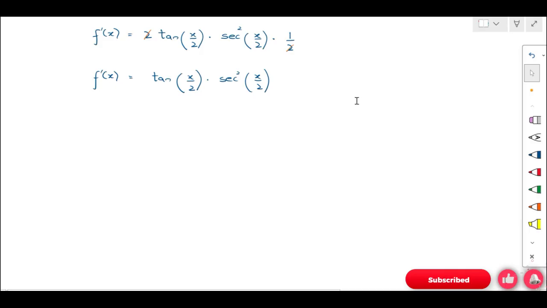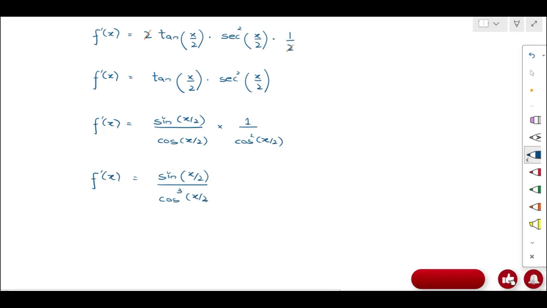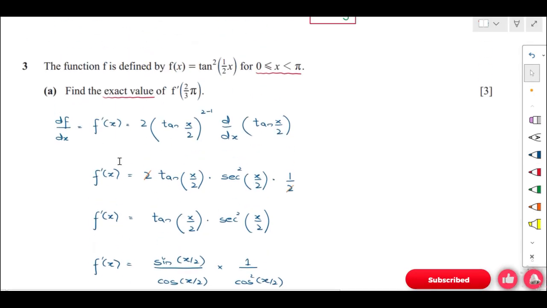So secant square is f prime of x would be tangent is sine x by 2 over cos x by 2. Sine over cos is tangent, secant is a reciprocal of cos, so cos square of x by 2. So this whole thing is basically f prime of x is sine of x by 2 divides cos cube of x by 2.